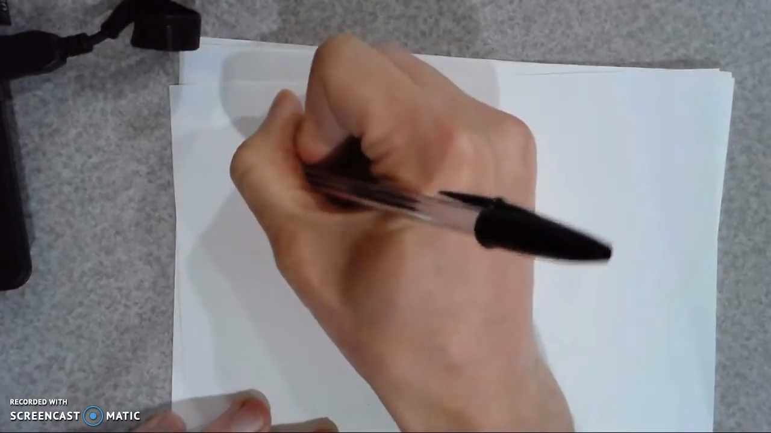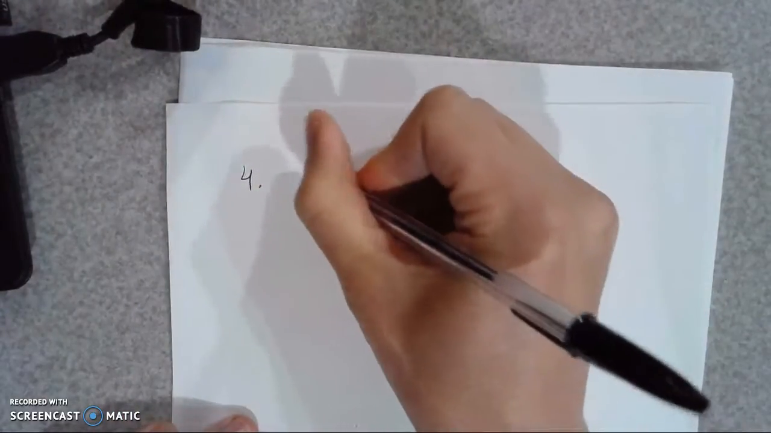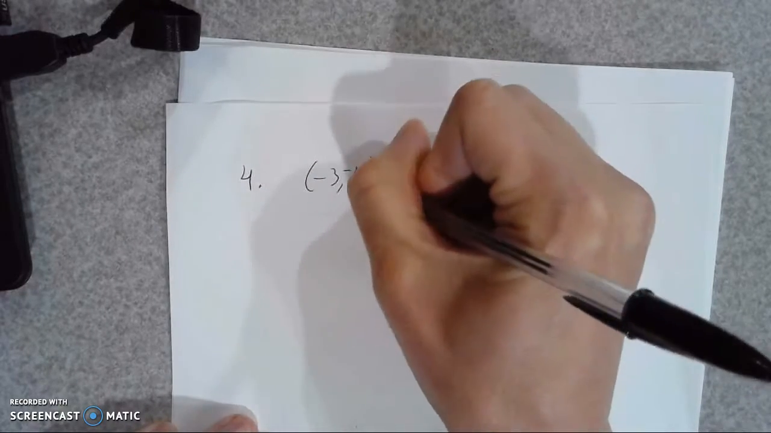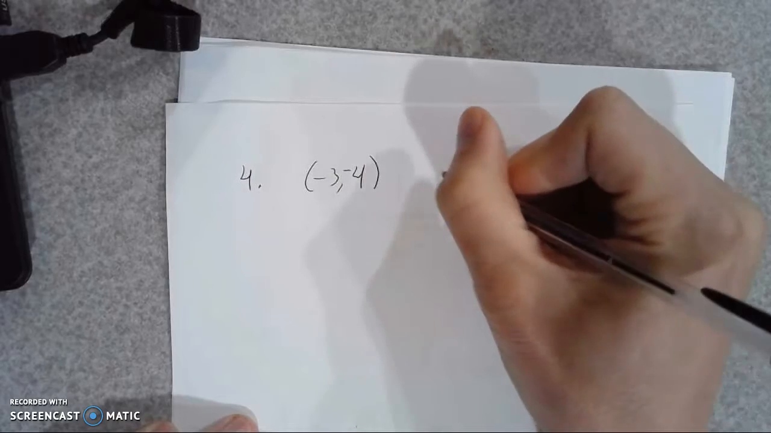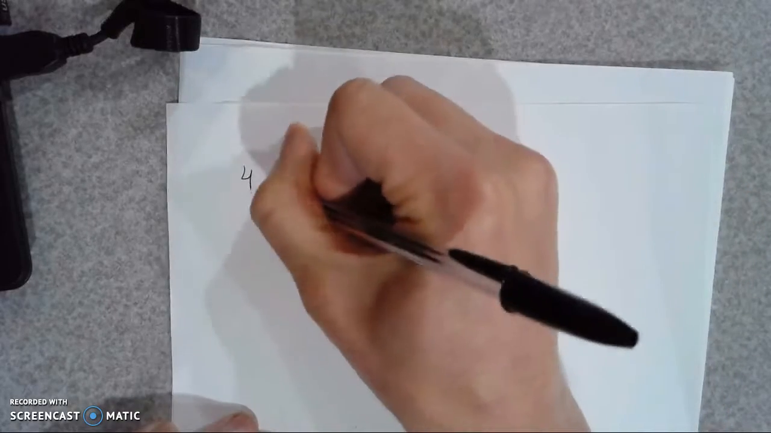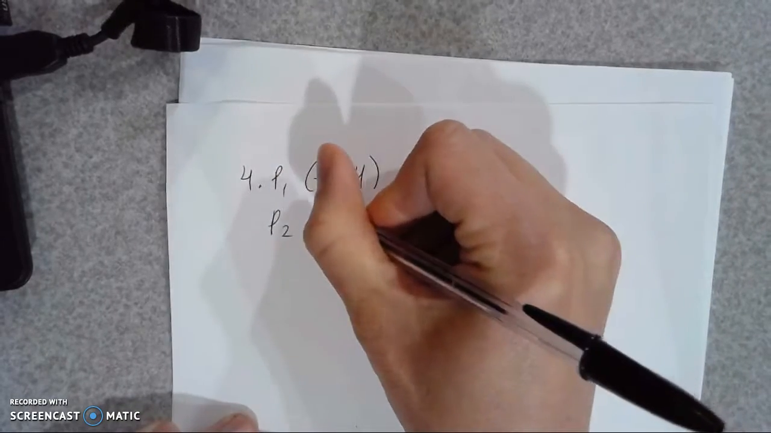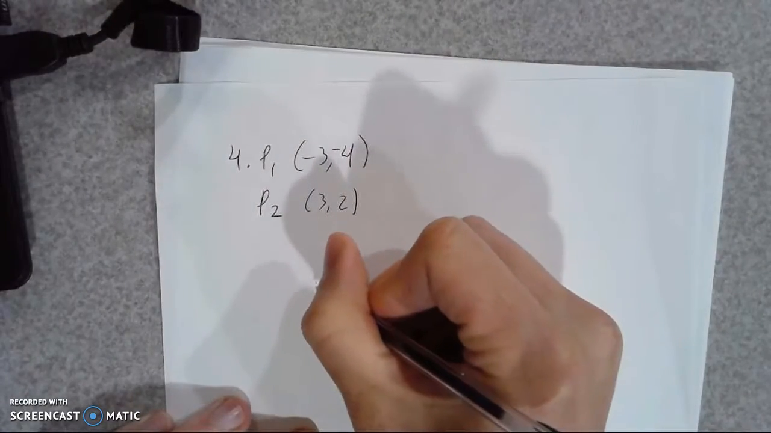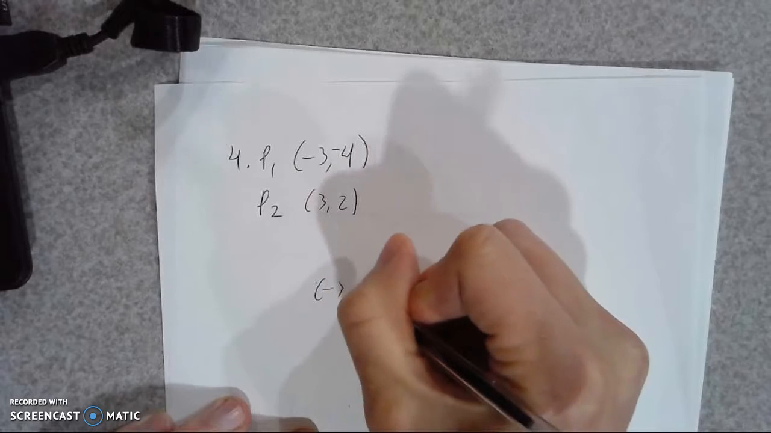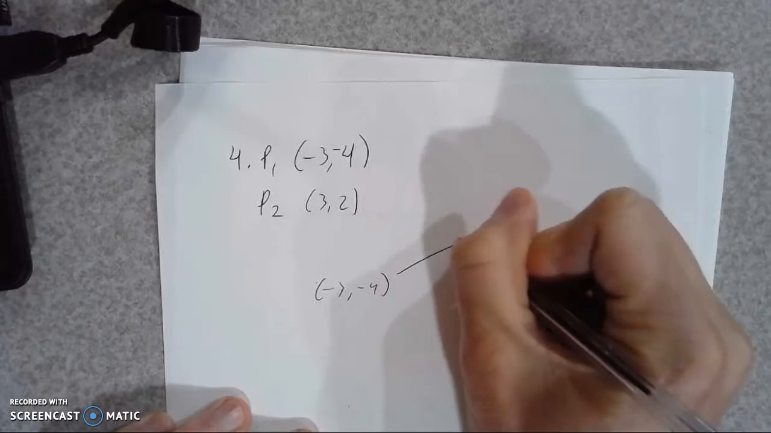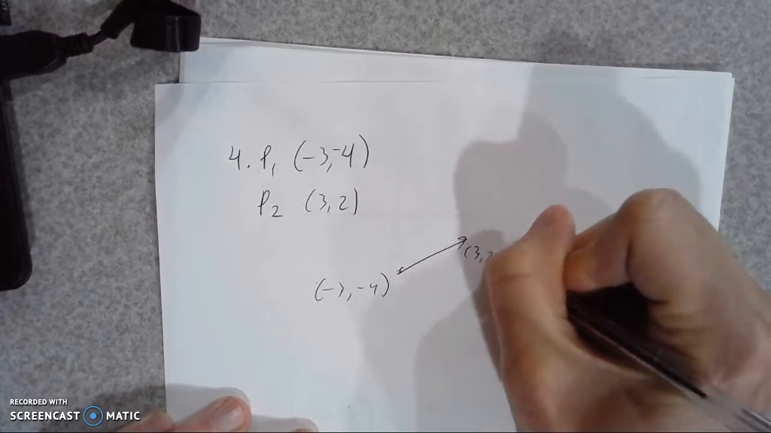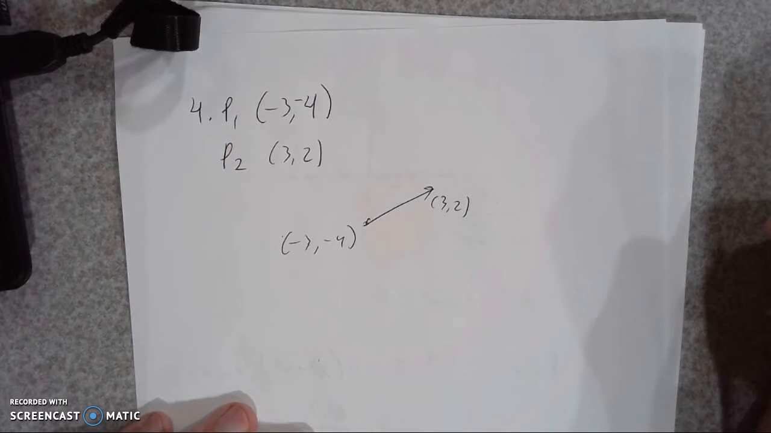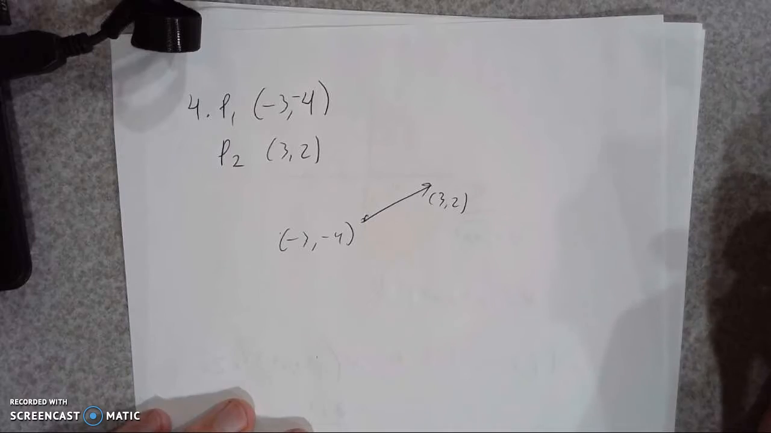Question 4 on MyMathLab has you take a point, -3, -4. It calls that the initial point, P1, and a terminal point, P2, which is 3, 2. So this vector goes from -3, -4 to 3, 2. And they want us to write this in terms of i and j.